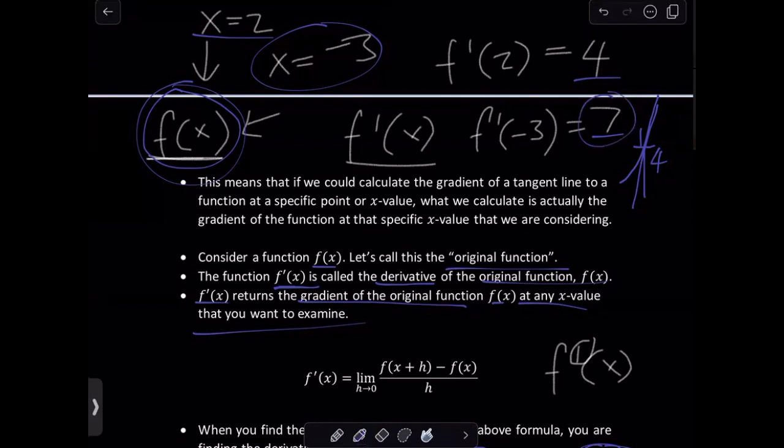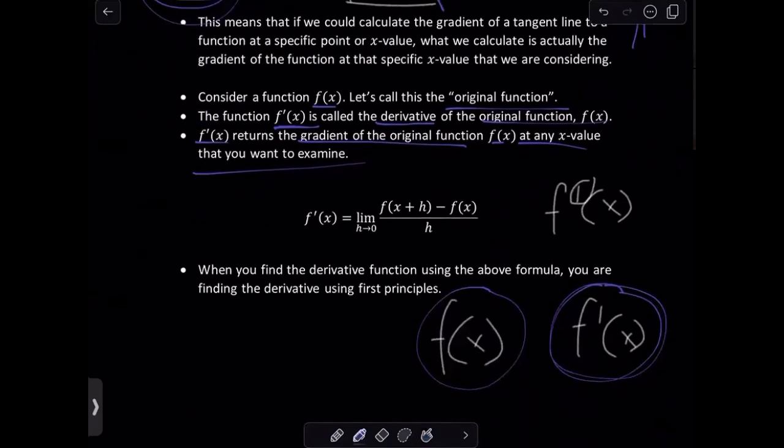So that's what the derivative function does. When you insert a value into it, it is going to give you a gradient as its output, and the gradient is going to be the gradient of the original function. I'll show you how to derive these first derivative functions. This is the formula that I want you to take note of: f prime of x, or the first derivative, is equal to the limit as h approaches 0 of f of x plus h.